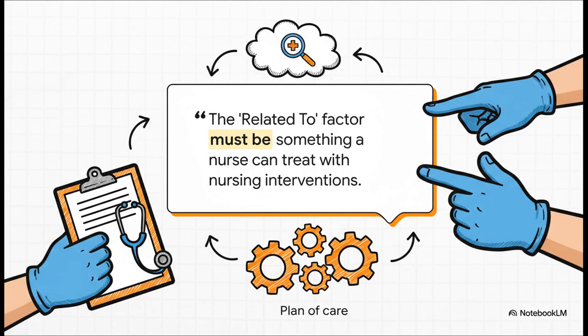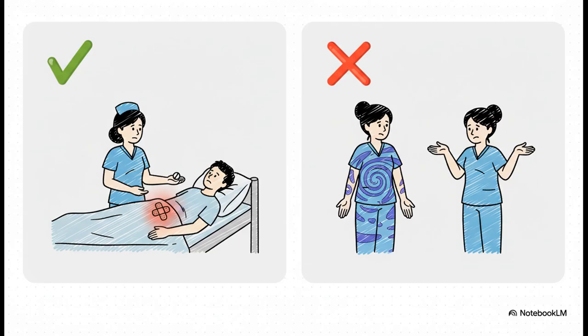Okay, everybody lean in for a second, because if you only remember one thing from this whole section, I want it to be this. The etiology, that related to part, it absolutely positively must be something that you, as a nurse, can treat. It has to be something you can directly impact with your nursing interventions. This one little piece guides your entire plan of care. It's that important. Check out this perfect example of what I'm talking about.